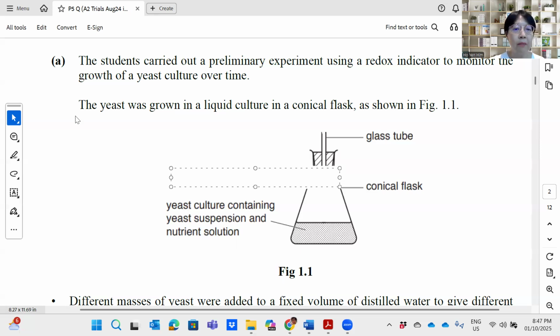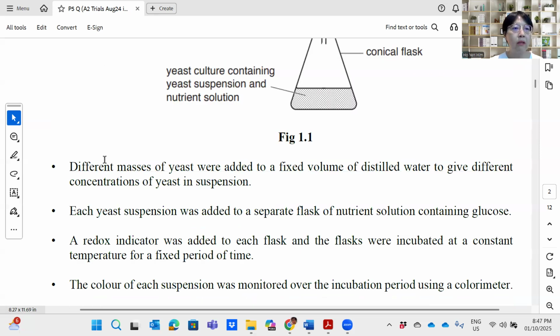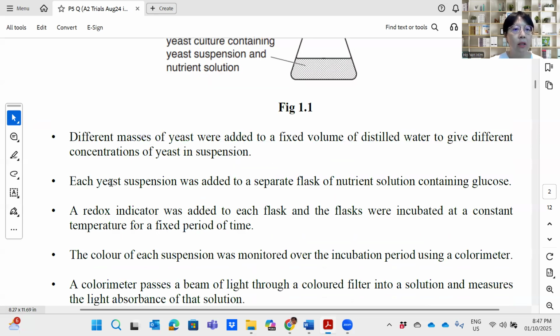So what is the question here? They tell you that different masses of yeast were added, because your independent variable is the different mass of yeast. And then adding to a fixed volume will give you different concentrations of yeast suspension. So your independent variable will be the mass of yeast. It can also be the concentration of yeast, because they say put in a fixed volume. Then each yeast suspension was added to separate flasks of nutrient containing glucose.